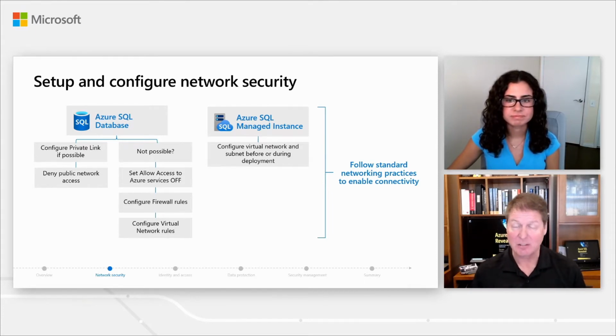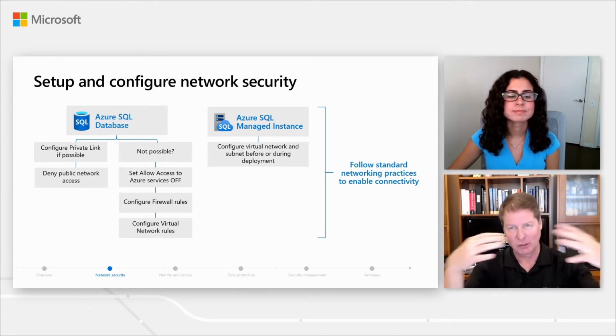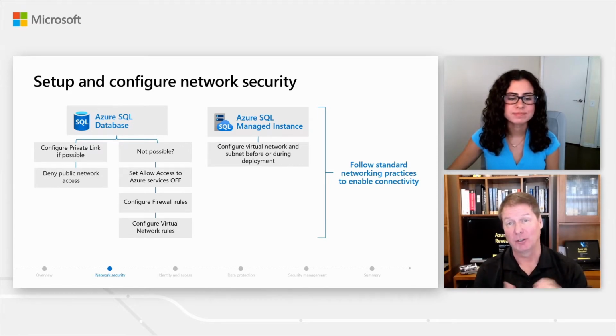But for managed instance, as Anna just described, you're going to be configuring a virtual network and subnet as part of the deployment of managed instance, which was one of the promises why people wanted us to do this with managed instance, to be able to include your application or maybe your on-premises environment within the virtual network and subnets that are secure for managed instance.